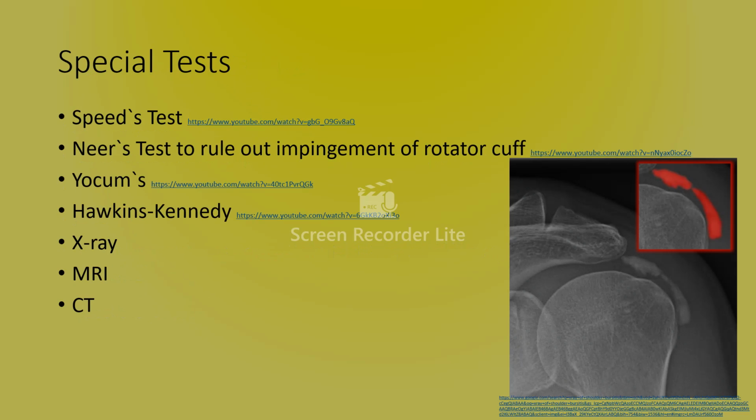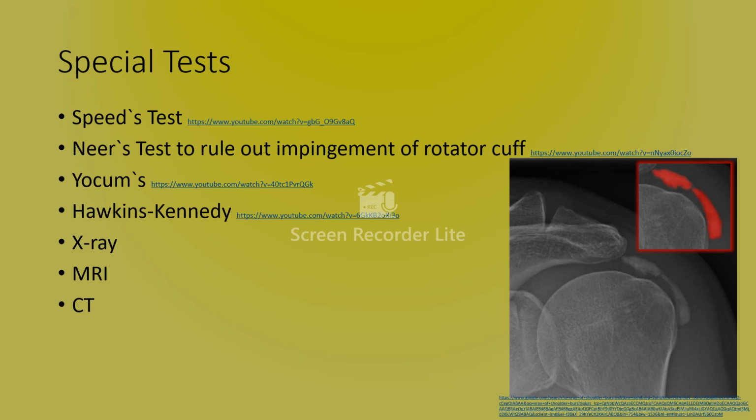Special tests. Speed's. The patient sits with their elbow in extension and their forearm supinated. We palpate their bicep tendon and the long head in the bicipital groove. The other hand goes on the distal forearm and resists the motion in shoulder and elbow flexion. Pain along the bicep is positive.